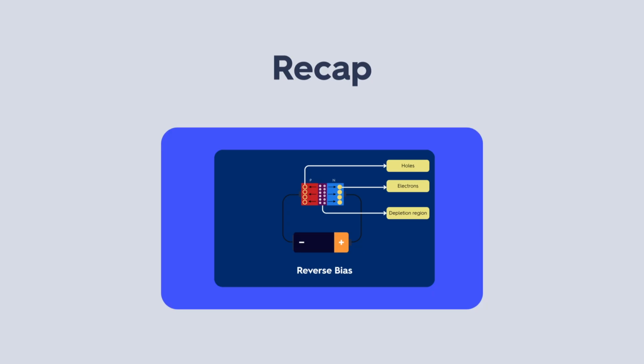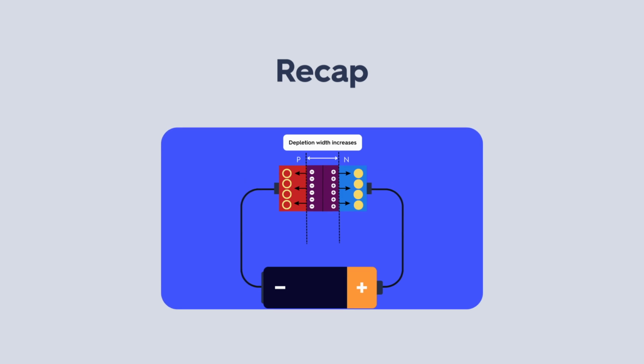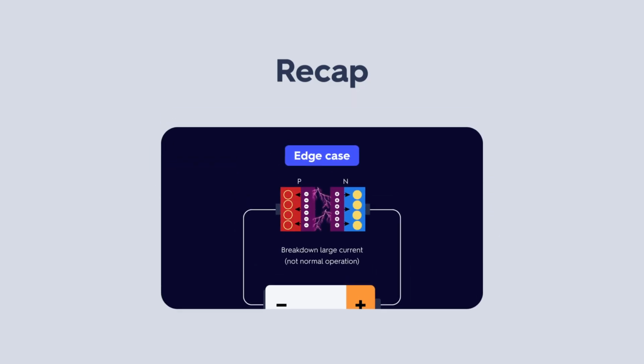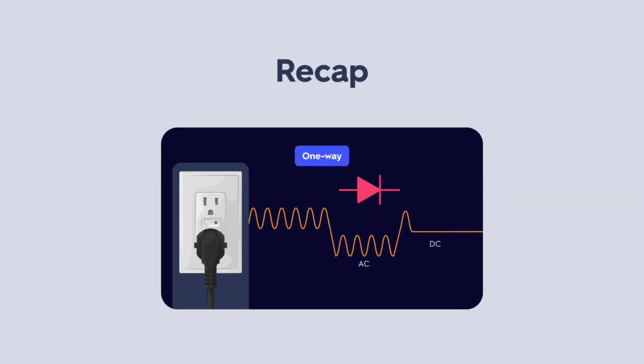To recap, in reverse bias, P connects to negative and N to positive. The electric field pulls majority carriers away, widening the depletion region and raising the barrier, so majority carrier diffusion nearly disappears. A tiny, temperature-sensitive leakage current remains until the reverse voltage gets high enough for breakdown and the current becomes larger. That one-way behavior is why diodes are used in rectifiers to produce a direct current output.